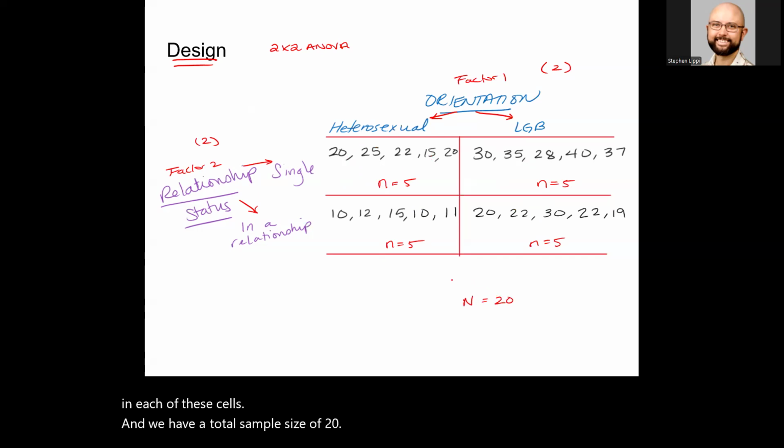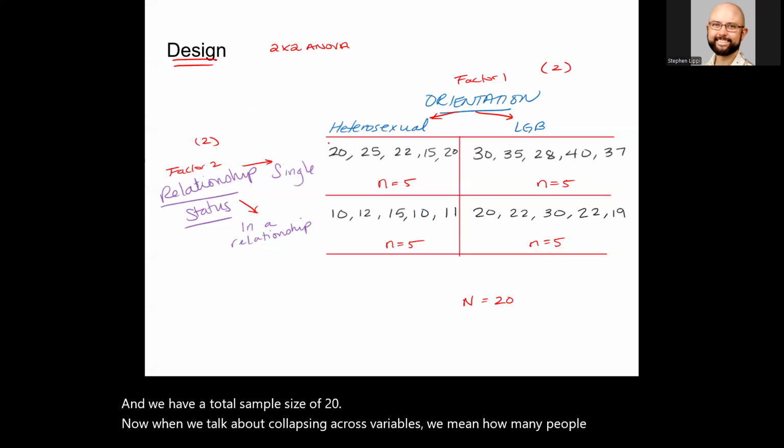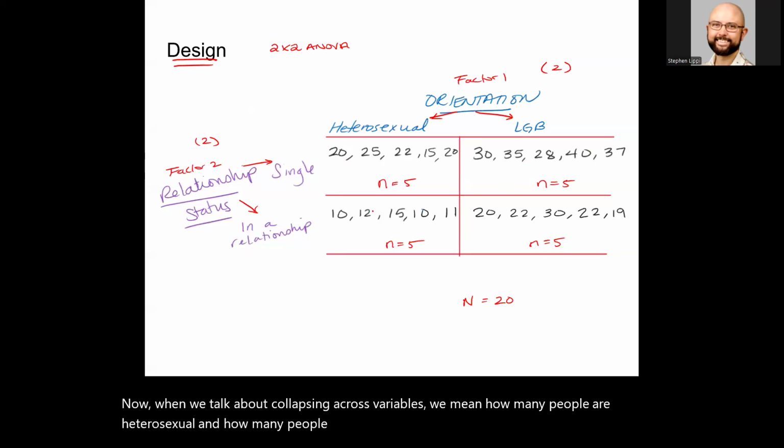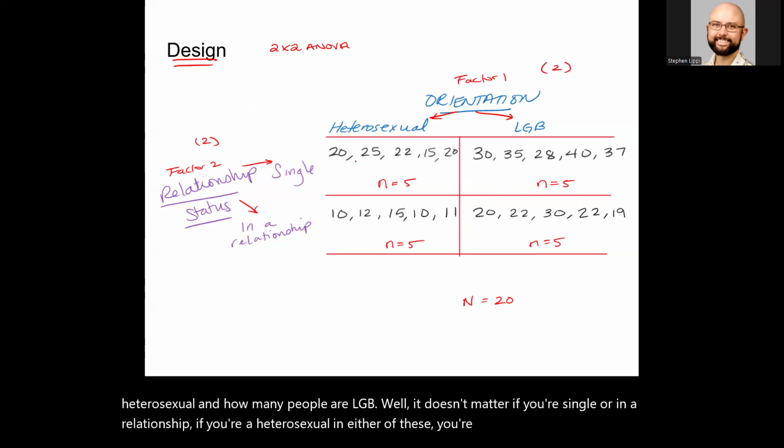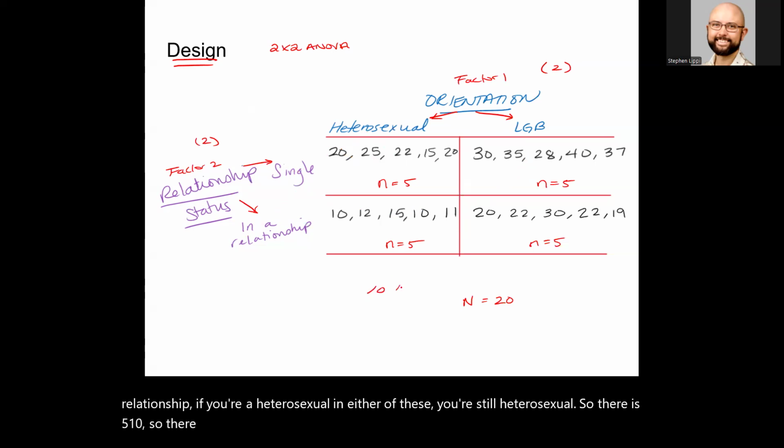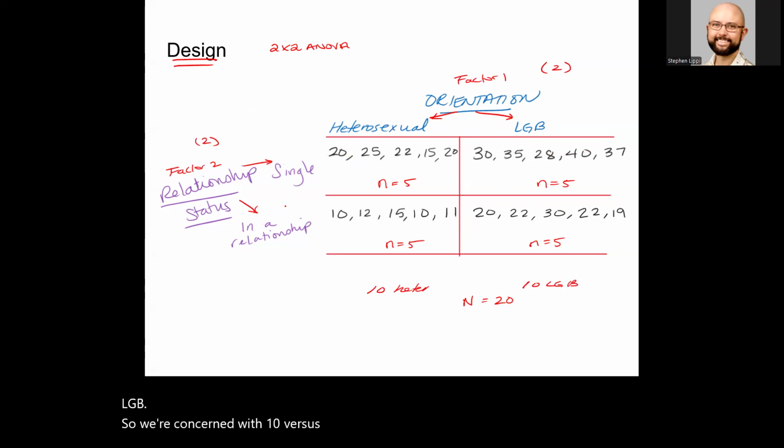Now, when we talk about collapsing across variables, we mean how many people are heterosexual and how many people are LGBT. Well, it doesn't matter if you're single or in a relationship. If you're a heterosexual in either of these, you're still heterosexual. So there is 5, 10. So there is 10 heterosexual individuals. How many people are LGBT? That's 5 plus 5 is 10 LGBT. So we're concerned with 10 versus 10 in this collapsing.